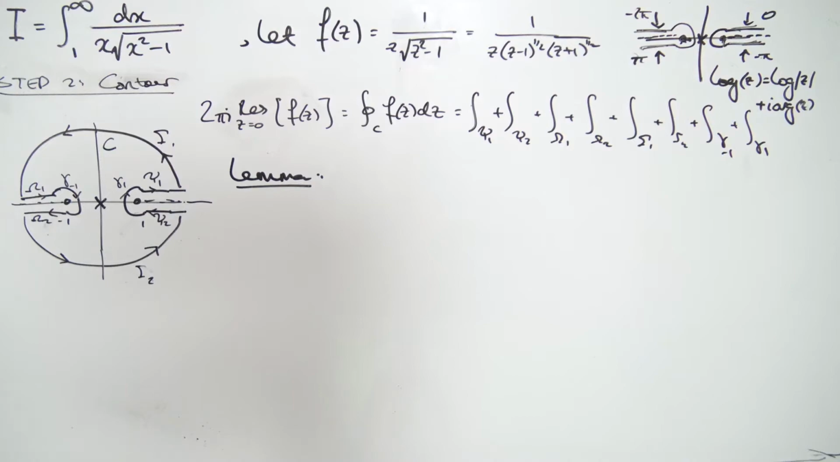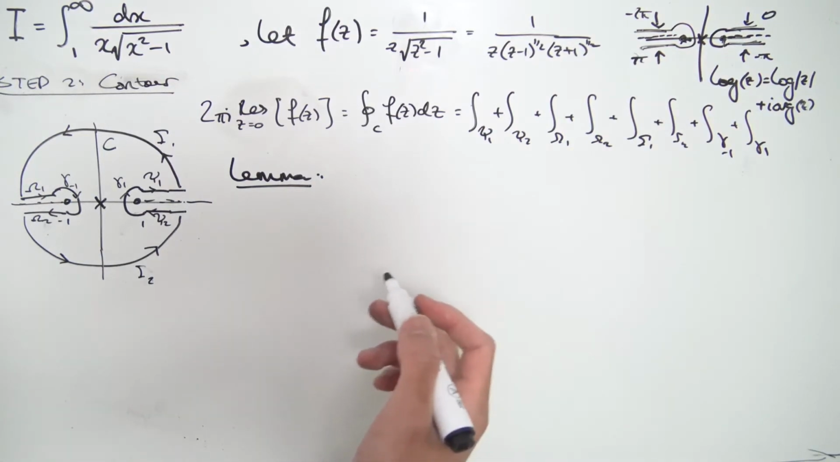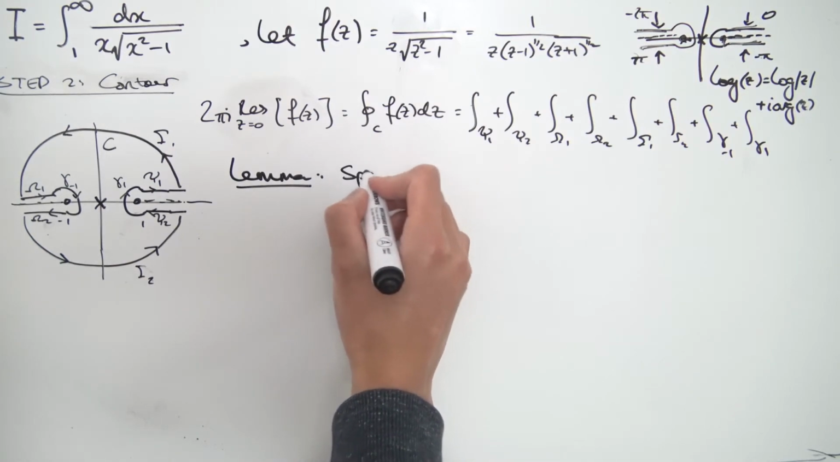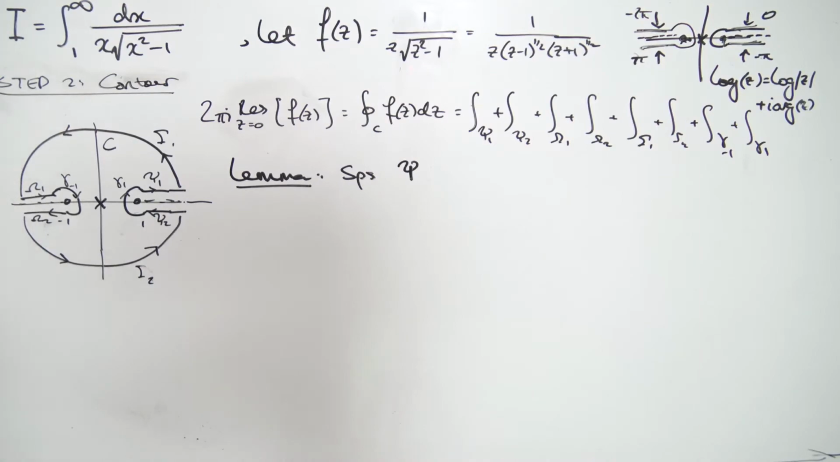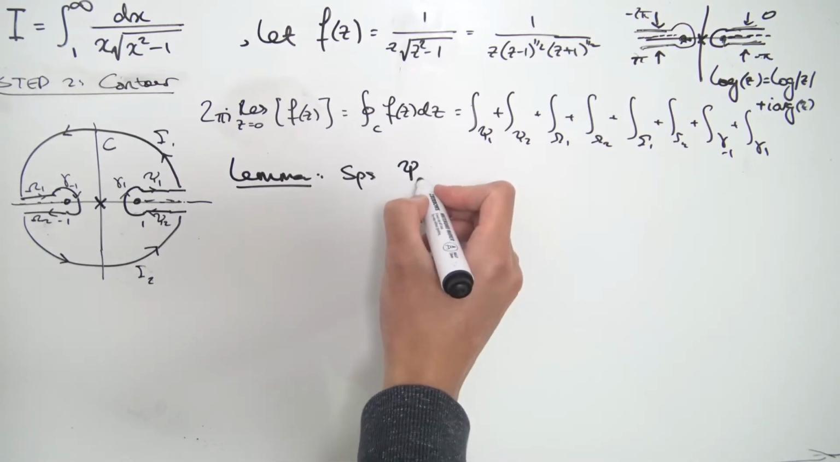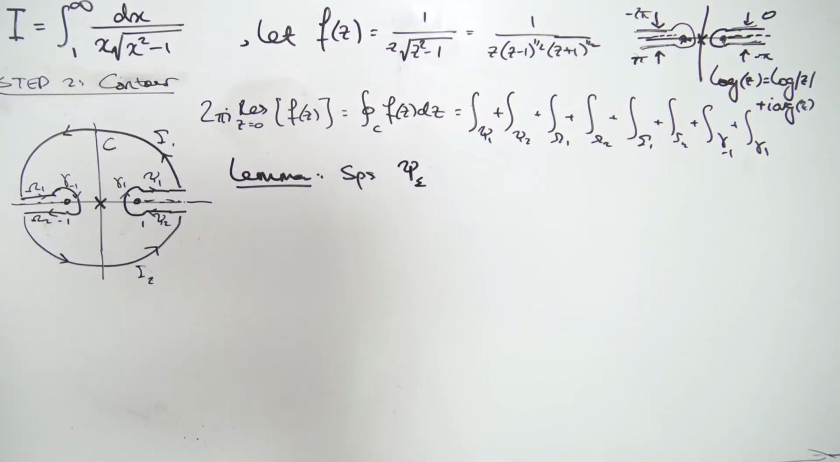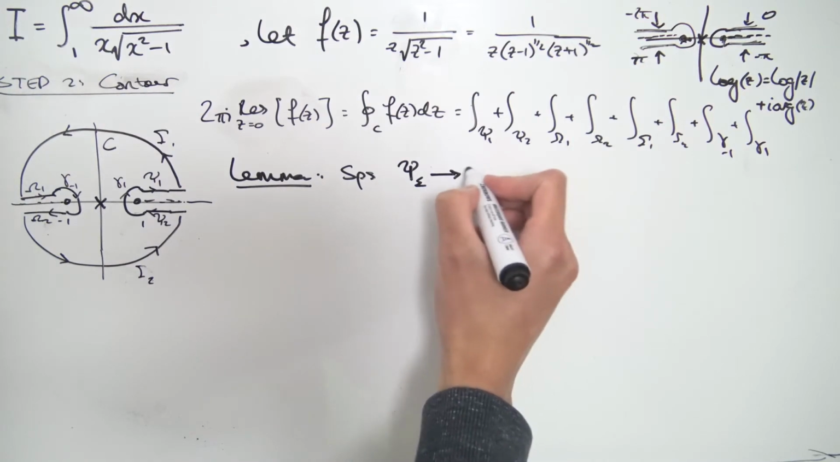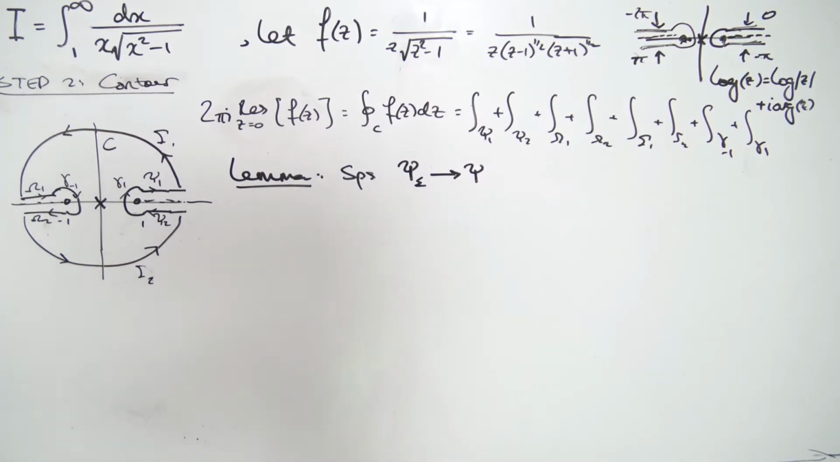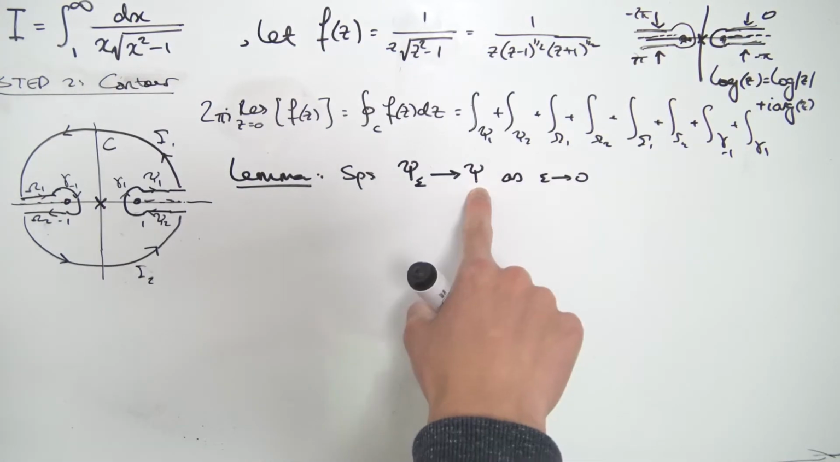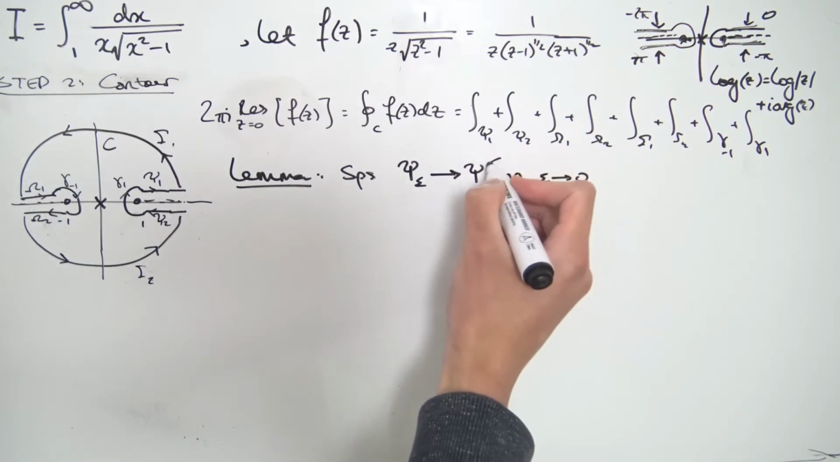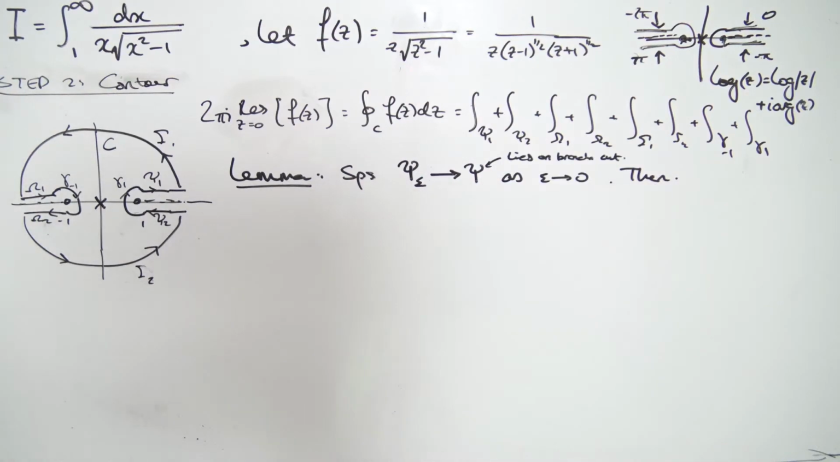So I don't think this has a proper name or anything, it's just something I came up with for the purpose of this video. So let's suppose that we have some path, let's call it psi epsilon, parameterized by some epsilon, and this approaches another path psi, which is the limit as epsilon approaches 0. And this path psi lies on a branch cut. Then what do we have?